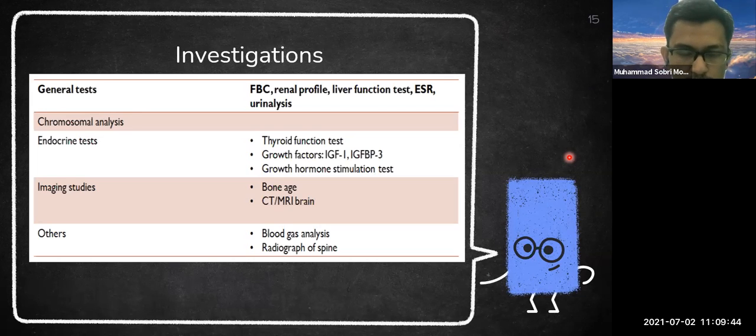Also, endocrinopathies can be the cause of short stature. So we can do thyroid function tests, growth factors, insulin-like growth factor, and also insulin-like growth factor binding protein 3. These are also important in diagnosing growth hormone deficiency, which I will be explaining later. And also the growth hormone stimulation test is important in diagnosing growth hormone deficiency. And also under imaging studies, we can do.